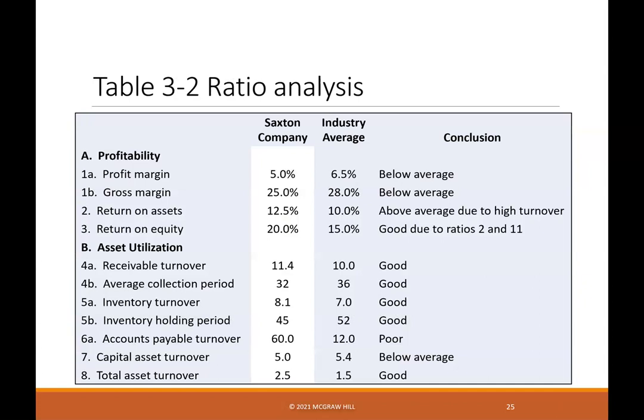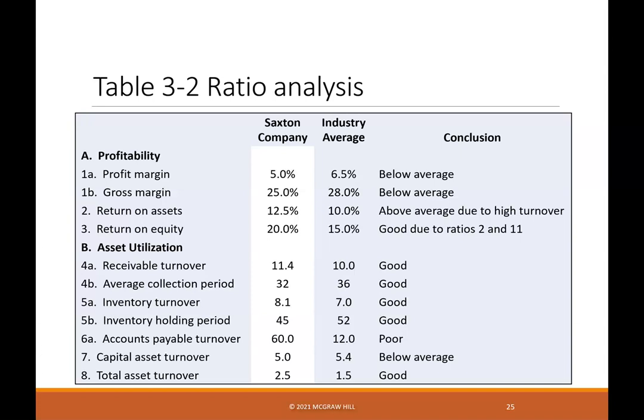So the table 3-2 ratio analysis lists all of those ratios that we just went through, the answers to those ratios for Saxton Company, with the industry average as a comparison. So if we're just going to compare it to the industry average, then we can just say profit margin and gross margin are below the average. The return on assets is higher. The return on equity is higher. The receivables turnover is higher. The average collection period is a little bit lower, but it's still good. That's saying it takes you roughly 32 days to collect on an account.